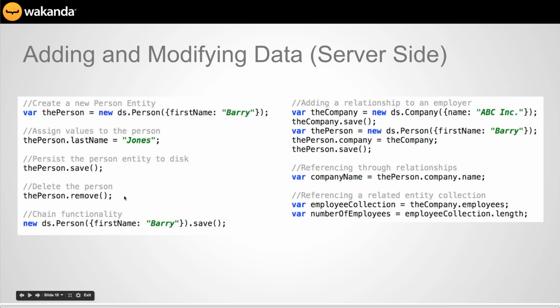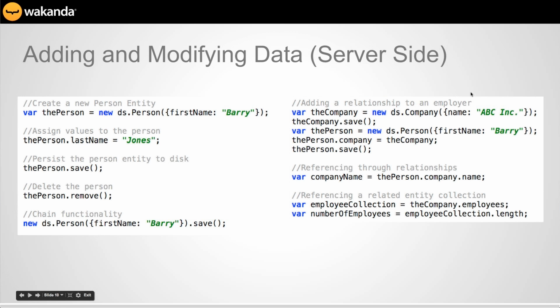And remember, each of these events, save and remove, will then fire your event-based code that you specified in your model. You can chain functionality like you would expect in JavaScript. So here we're in one step creating a new person with a default first name Barry and saving that to the Datastore right away.